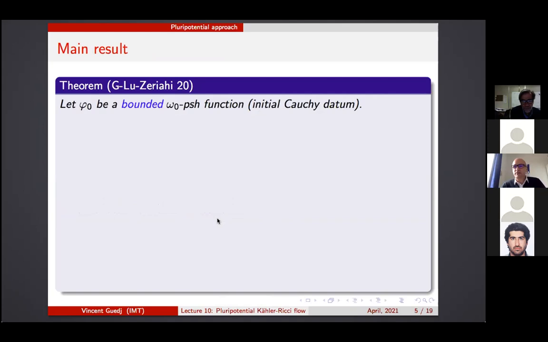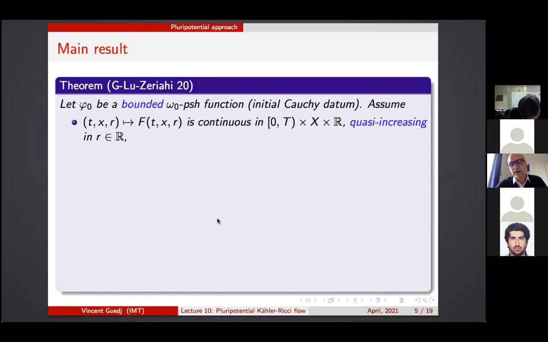Okay, so here is the statement I would like to try and explain a bit in this last lecture. I start from an initial data, which is a bounded omega zero plurisubharmonic function. So this is the Cauchy initial data. And I assume that F, I don't need to assume it is smooth, continuous suffices by far in the three variables, but I will need a bit more in each variable. So here are the precise assumptions. I assume, like I explained, which corresponds to geometric application, that it is almost increasing in the last variable. And I also assume it is almost semi-convex, locally uniformly semi-convex in the first and in the third variable.